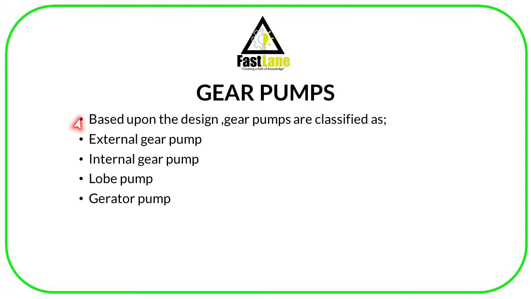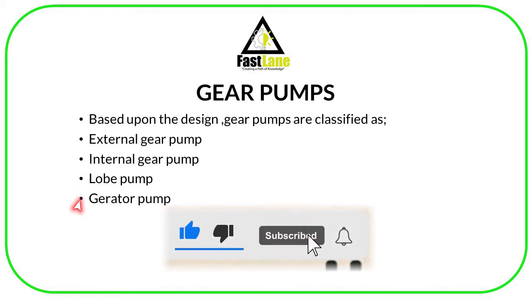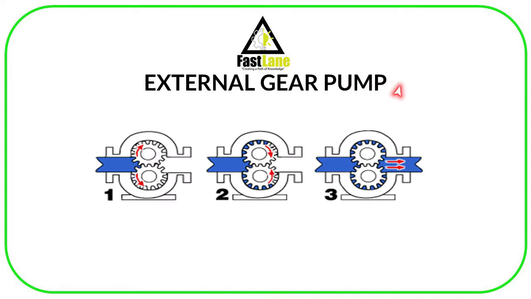Based upon the design, gear pumps are classified as external gear pumps, that's one. Second, internal gear pumps, lobe pumps, and gerotor pumps. So let's start with an external gear pump. An external gear pump consists of two identical externally meshed gears housed in a pump case. One of the gears is coupled with a prime mover. It could be an IC engine, it could be a motor, among others.